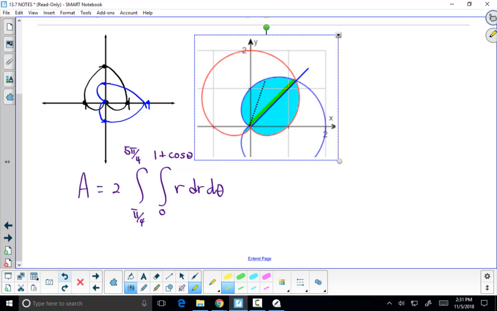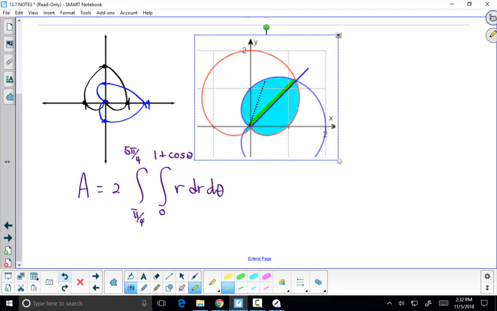If we weren't going to use symmetry, we would do this without the 2, plus we would go from minus 5 pi over 4 to pi over 4 with the red one. So if we're not going to use symmetry, we would integrate the blue one from pi over 4 to 5 pi over 4, but then integrate the red one from minus 5 pi over 4 to pi over 4. So that's when you would use both. We'd use the blue one for one integral and the red one for the other integral.